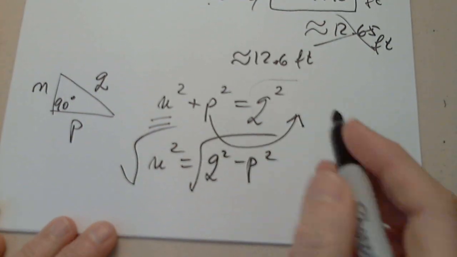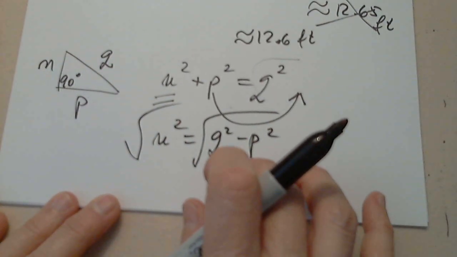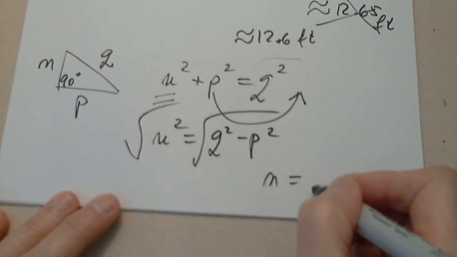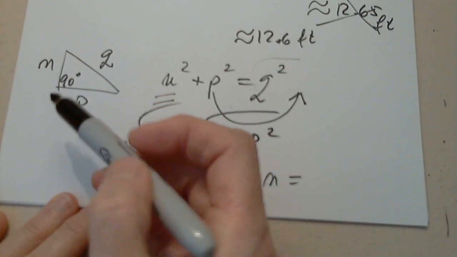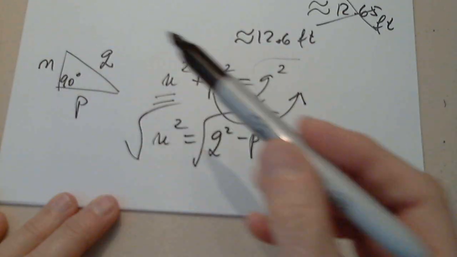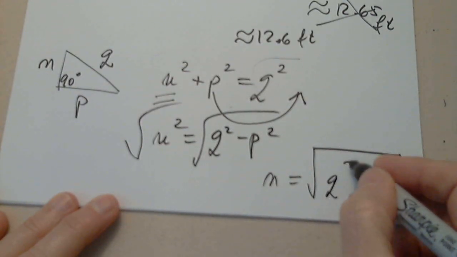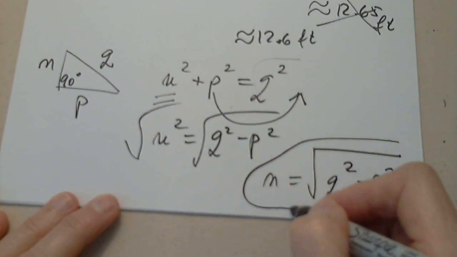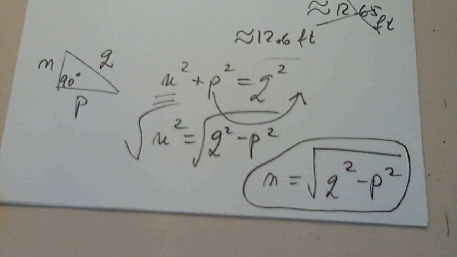Now I will apply the square root. And this time I will not write plus or minus, only because N is a distance. So I will write the square root of Q squared minus P squared, and do not attempt any simplification. We do not have any formula for the square root of a difference of terms. This is done and over with, carved in stone. We have no formula for taking the square root of a sum of terms or a difference of terms. This has to stay as is.